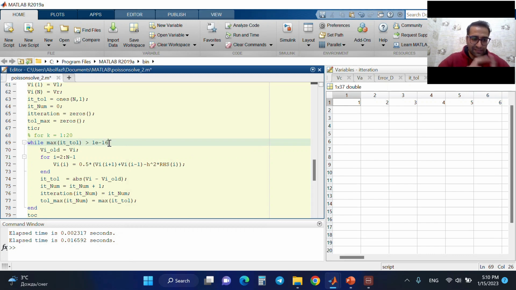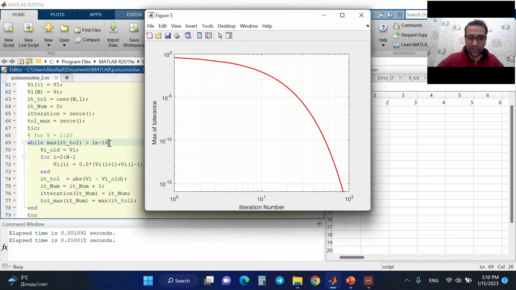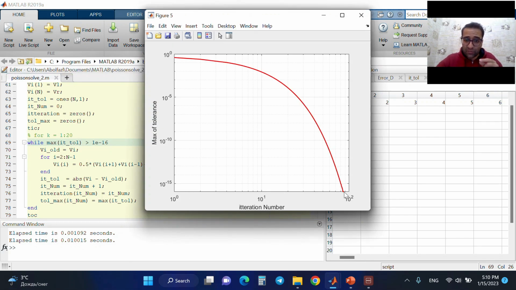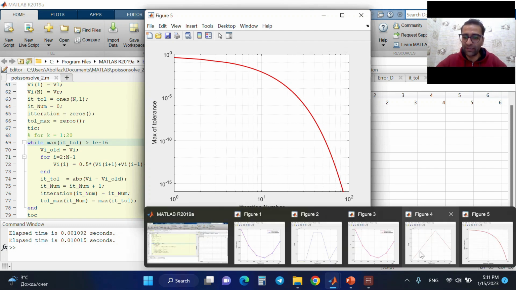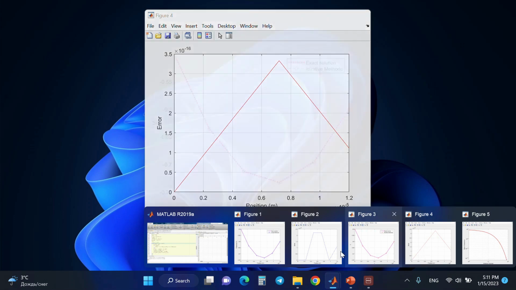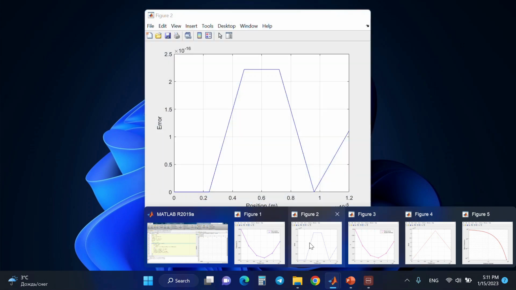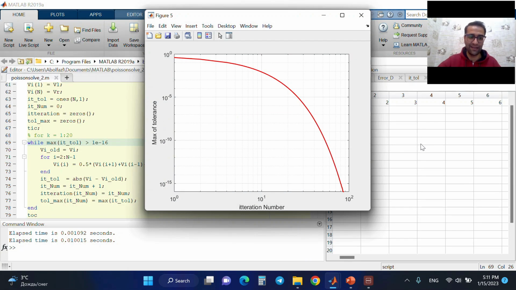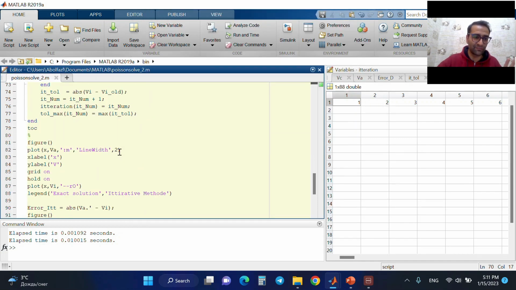Let's put in 10 to the minus 16 and press F5. You see, it reached 10 to the minus 16 after how many iterations? After 86 iterations, it reaches the same tolerance that we defined. Therefore, if you look at the error, it is about the same as what we have in the direct calculation, very easily, right? Very astonishing.